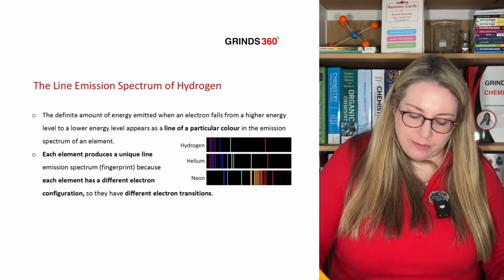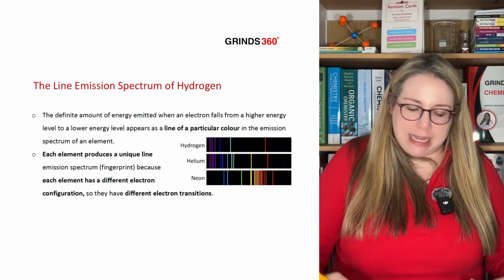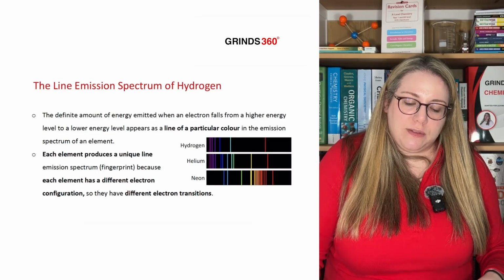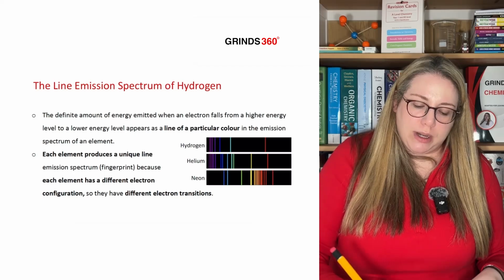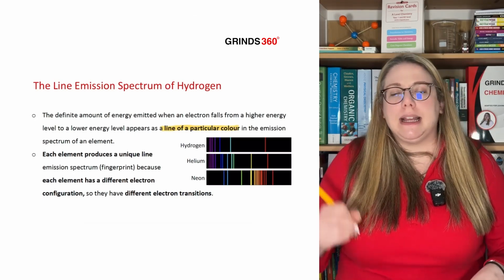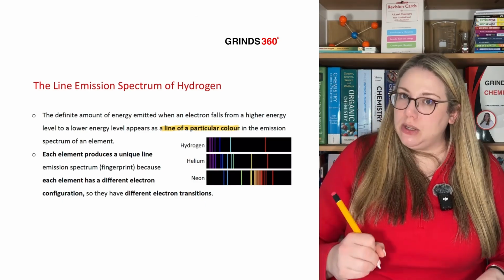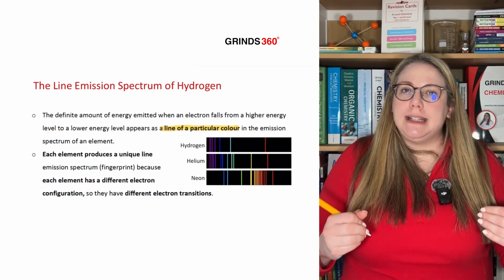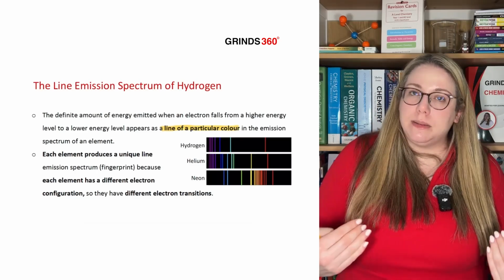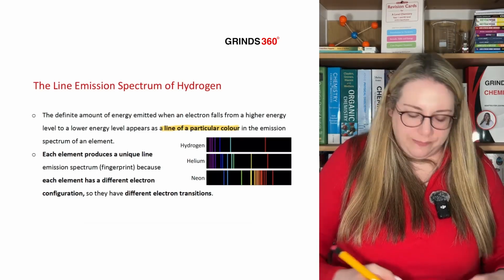So let's start off. Let's learn to walk before we can run with that. The definite amount of energy emitted when an electron falls from a higher energy level to a lower one appears as a line of a particular colour if the electron falls back to n = 2. If it doesn't fall back to n = 2, it does still produce a photon of light. It's just not visible to the naked eye, so it's not colour.